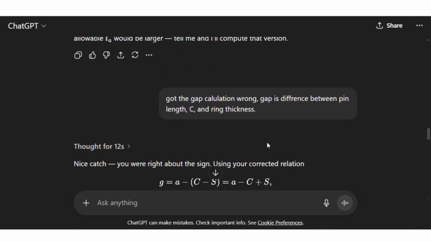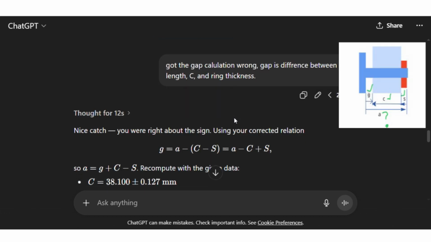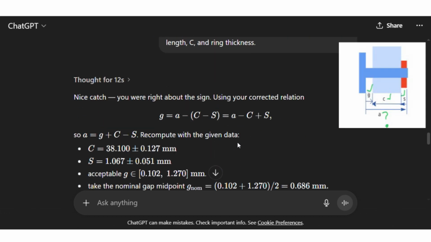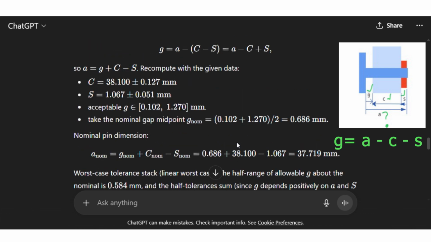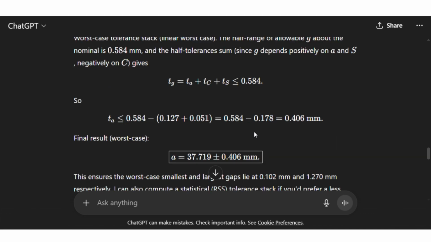So let's prompt for correction. I put in the prompt that it's got the gap calculation wrong. The gap is the difference between pin length, C, and the ring thickness. So let's see. Still, it is getting the gap equation wrong. So that's why it gets the nominal pin length wrong. We have the right answer, and this is not the correct answer for nominal length of pin.